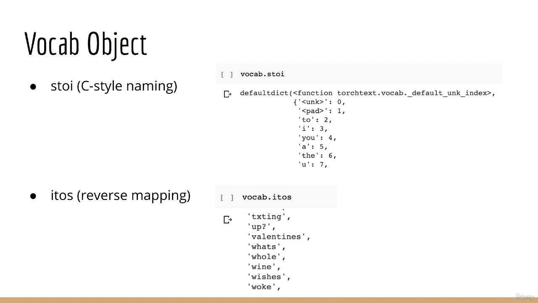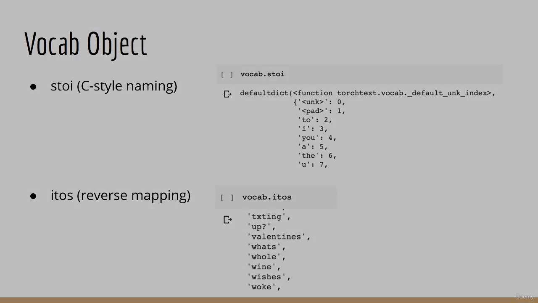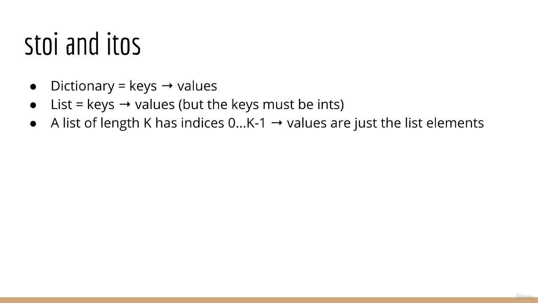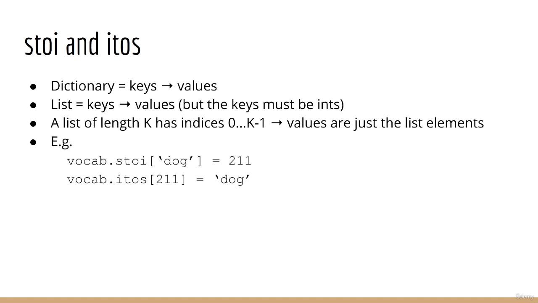Now you might be wondering, how can the opposite of a dictionary be a list? Well, remember that a dictionary is nothing but a set of indices and corresponding values. So too is a list. A list has the indices 0 up to k-1 if the list has length k. The values of a list are just the elements of that list. So if I call vocab.s2i of dog and I get back 211, then if I call vocab.i2s of 211, I will get back the string dog. So they are inverse mappings relative to each other.